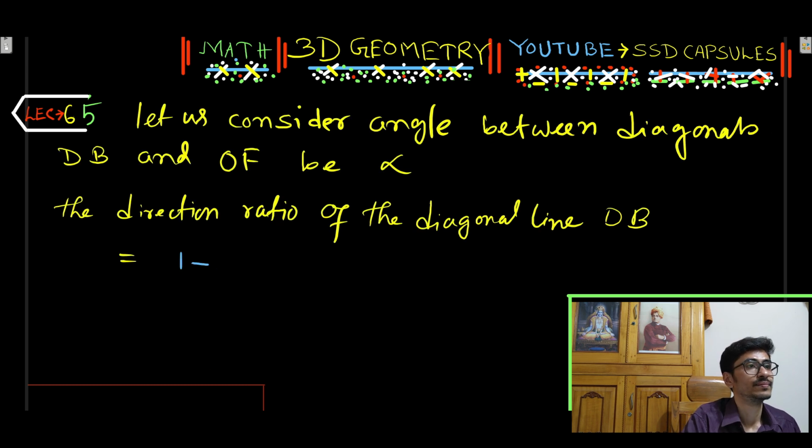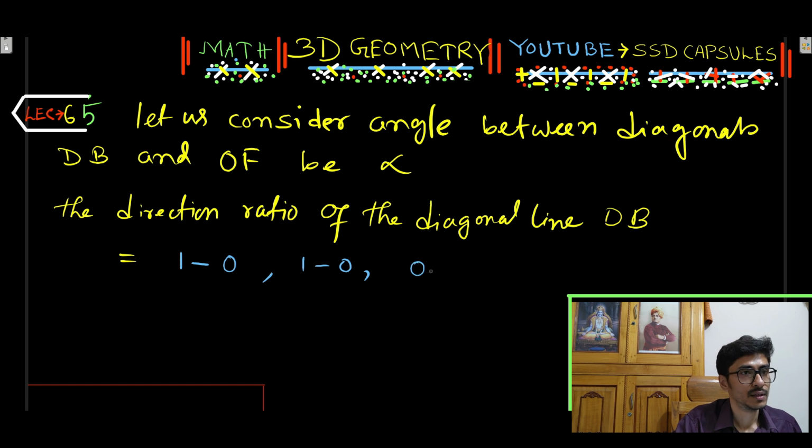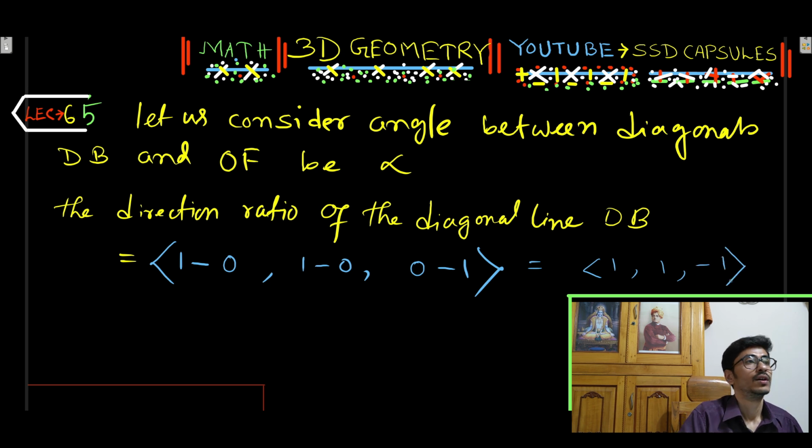1 minus 0, 1 minus 0, 0 minus 1. So here I have applied the concept of direction ratio, how to find the direction ratio of a straight line passing through two given points whose coordinates are given. So here it is simply equal to 1, 1, minus 1.